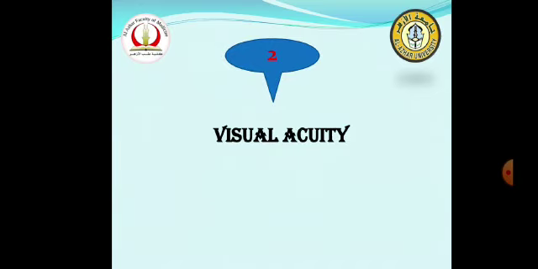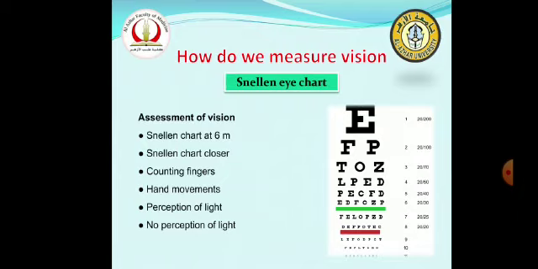Visual acuity. How do we measure vision? It's done by the Snellen eye chart. We assess the vision. The chart is at about a 6-meter distance from the person. It may be closer if the visual acuity is less than 6 meters. It may be counting fingers assessment, hand movements, perception of light, and no perception of light.